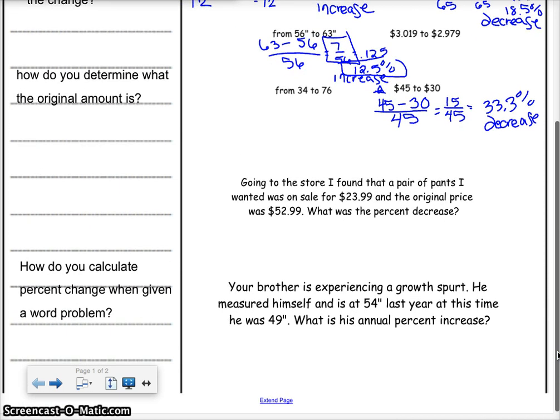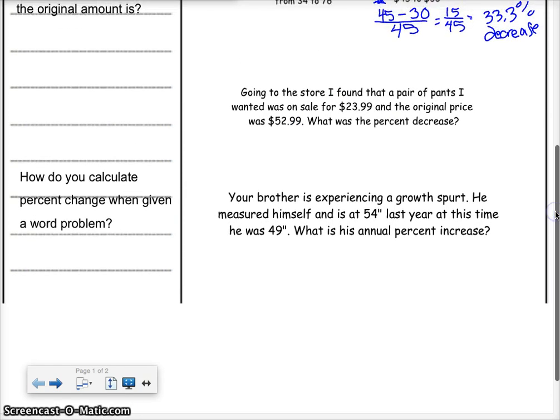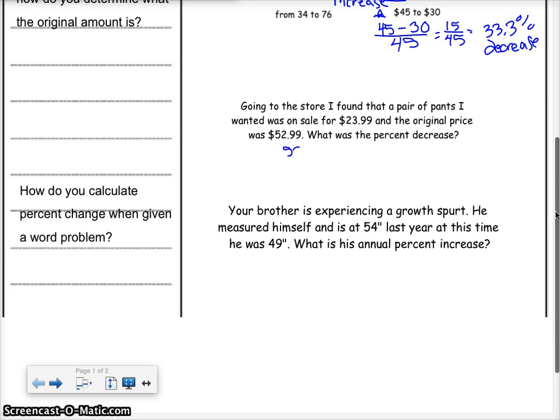Okay, and then word problems. So going to the store, I found a pair of pants I wanted was on sale for $23.99. The original price was $52.99. It's a good discount. But what was the discount? What was the percent decrease? How much were they off? Big number, $52.99, minus the small number, $23.99, over the original. Which one? 52. Yeah, good job.